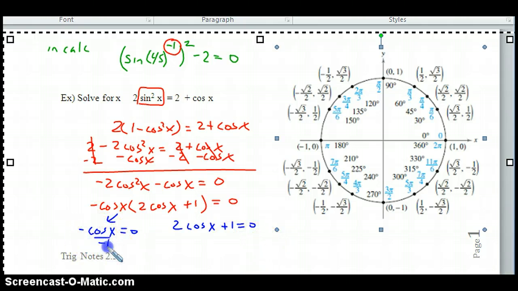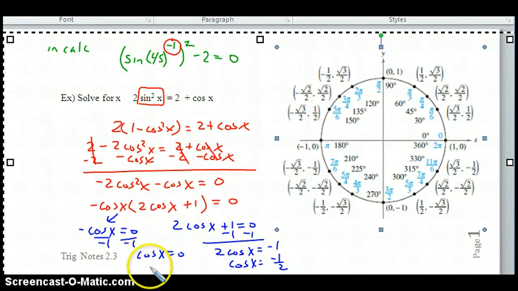So algebraically, to solve this, I'd divide by negative 1. And here I would subtract 1 and divide by 2. So I'm looking for the cosine inverse of 0, so all the angles that have cosine of 0. And here I'm looking for the cosine inverse of negative 1/2. So I want to know all the angles that have a cosine of negative 1/2. So let's start with 0. All the angles that have a cosine of 0.